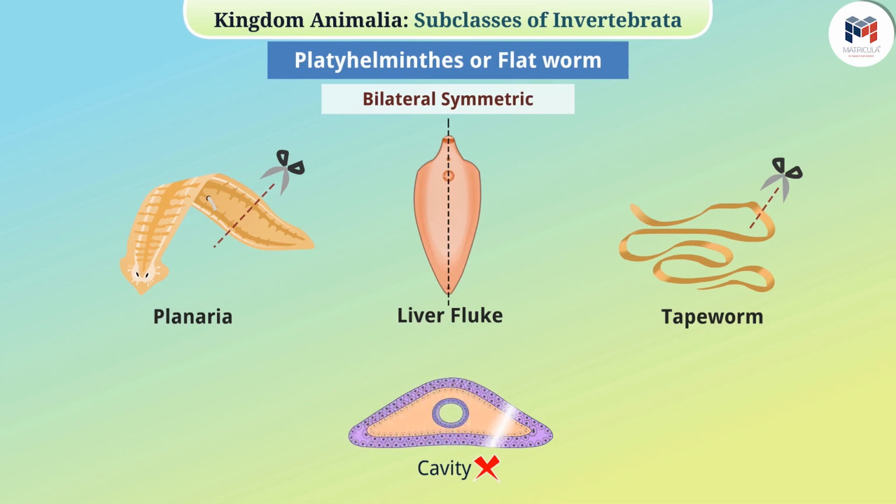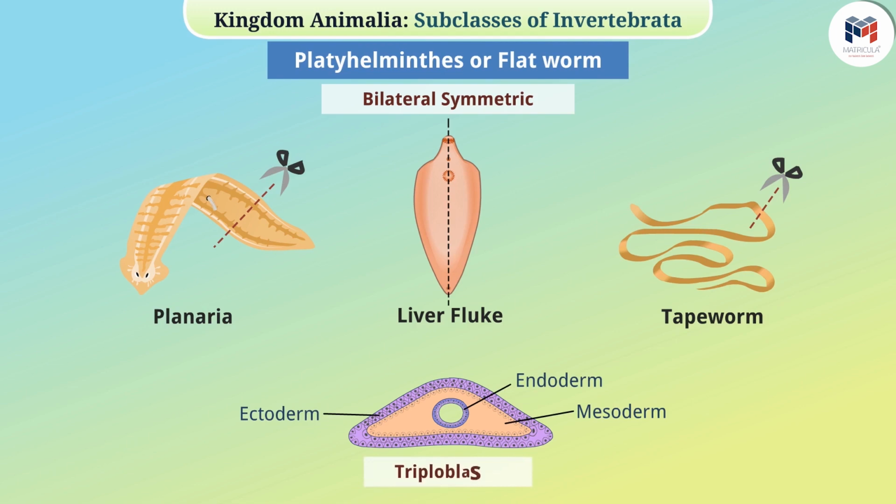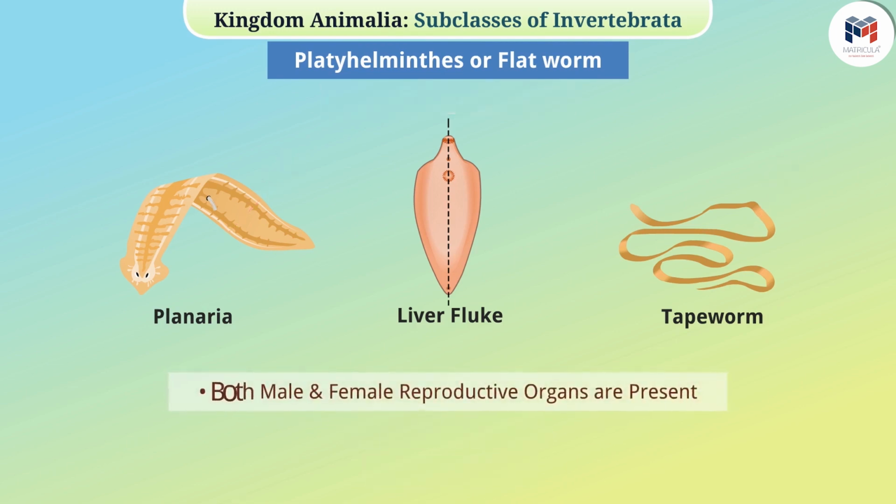Their tissue differentiation is made up of three cellular layers: the outer skin, the ectoderm, the inner skin, the endoderm, and the middle skin, mesoderm. So, they are triploblastic. In these, both male and female reproductive organs are present in each organism, and they can produce offspring through sexual and asexual reproduction.